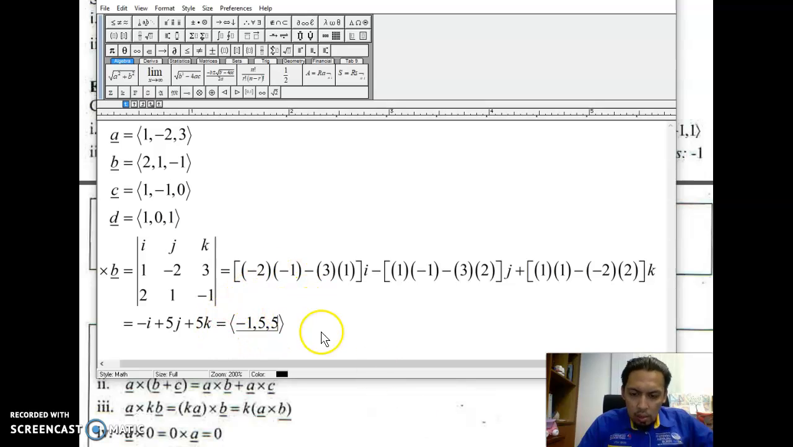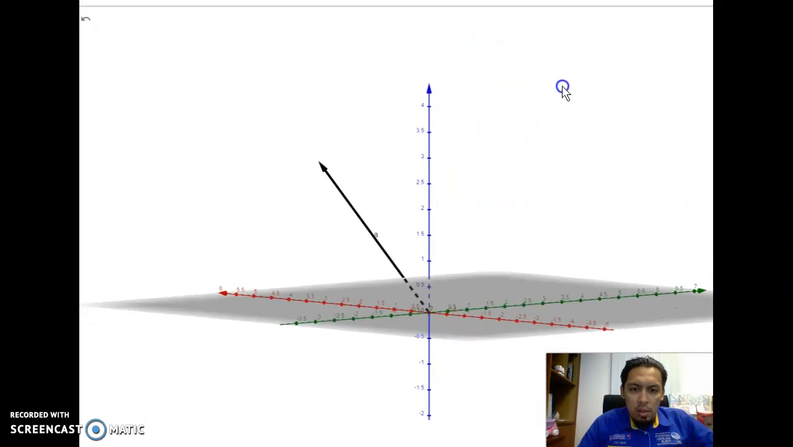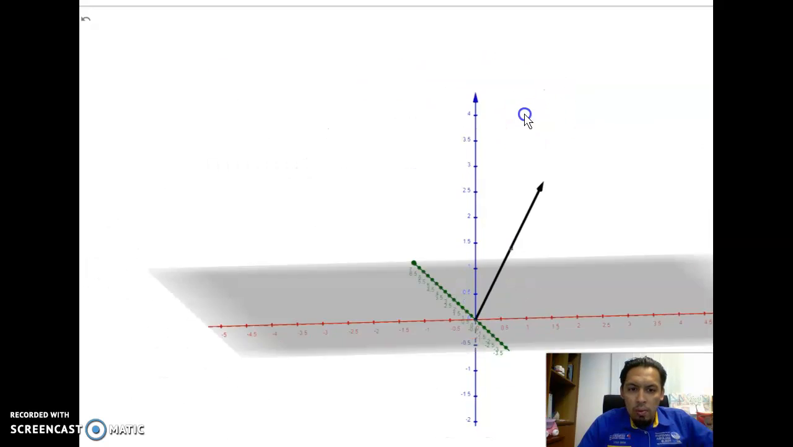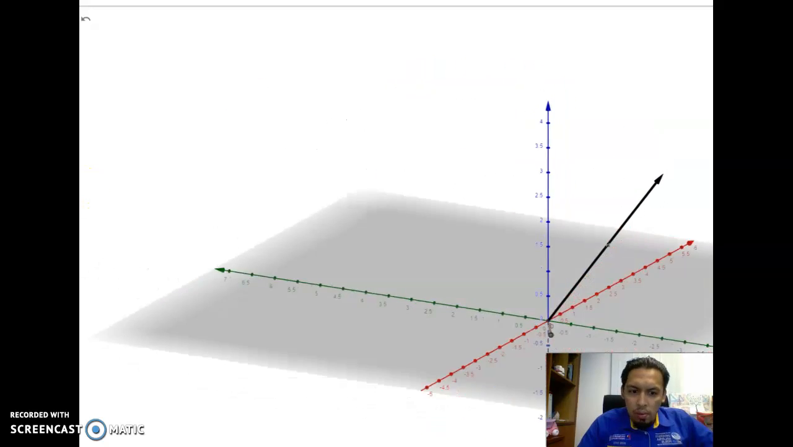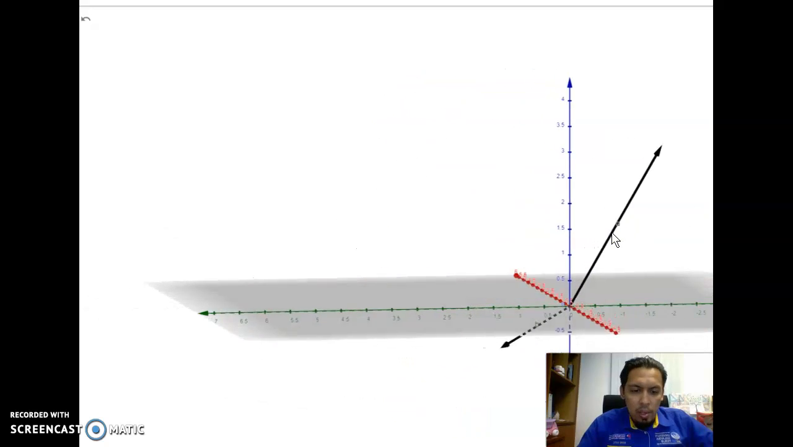Now let's see where this vector is. When we multiply A and B, it will create a new vector, and we're going to see in the graph where it is. So we have vector A, 1, negative 1, 3, which is this one. And then we have vector B, which is down there. This is A and B.